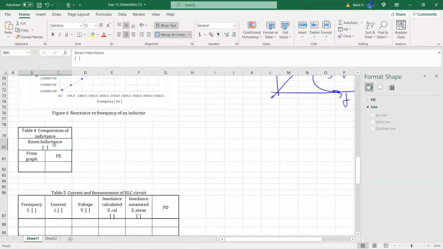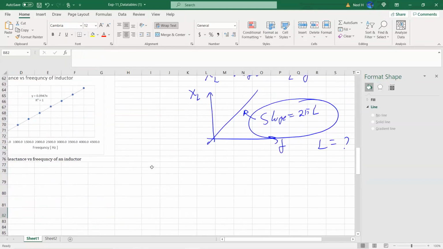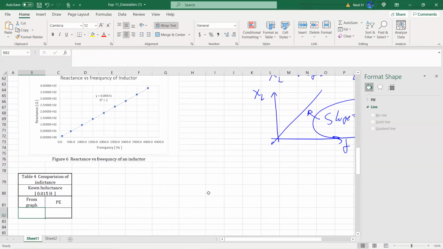Okay, we'll do the known value. We know 15 milli, right? 0.015 Henry. So we'll calculate that from the graph. We know from the graph, inductance should be slope divided by 2 pi. So this is going to be equal sign, slope of the graph 0.0947 divided by parentheses 2 times pi, open and close brackets. Hit enter. You can keep 1 or 2 decimal places. We're expecting 0.015, and we're getting 0.015072. So it's very close.